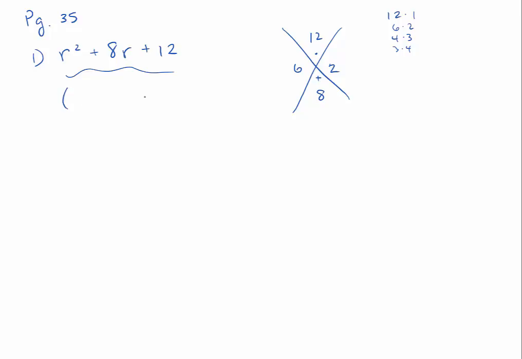And then I simply draw my parentheses. I'm going to put an r here instead of an x, because we're talking about r's. And then just plus 6 and plus 2. If you distribute this, if you FOIL it out like we did in the previous video, you will end up getting r squared plus 8r plus 12. So that's number 1. Pretty easy.